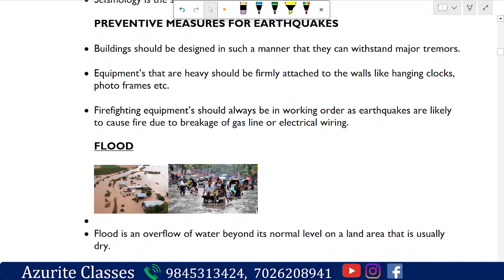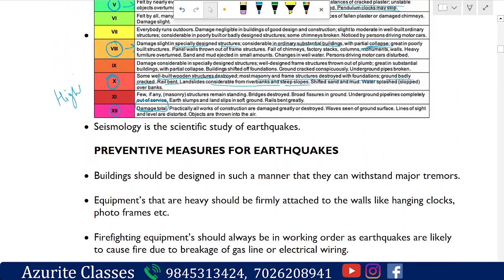Okay, sir, should we go to the next? Seismology is the scientific study of earthquakes. Means how the earthquake happens, why it happens. Studying that is what we call seismology. That is seismograph. Remember seismograph, seismology. Scientific study of earthquakes, understanding them, why it happens, how it happens, everything about that. That is seismology.